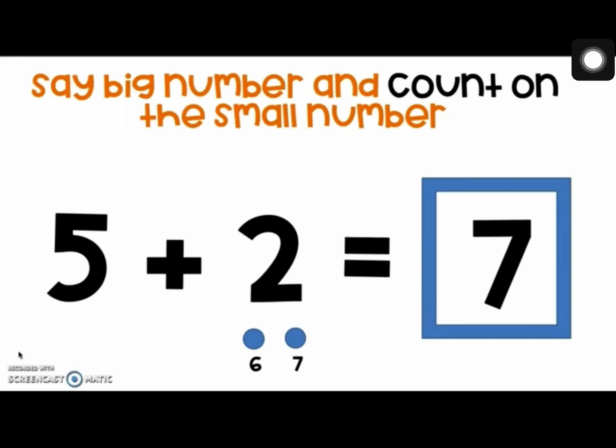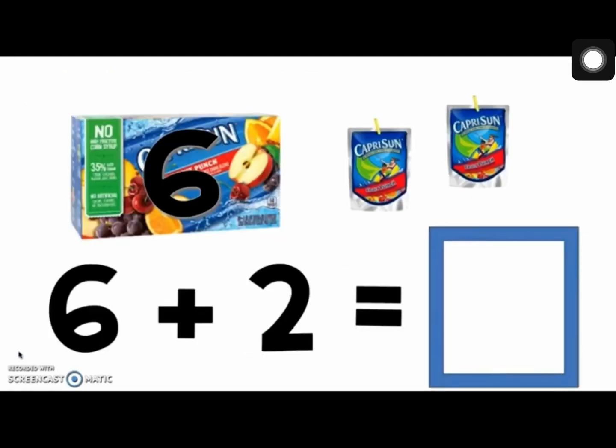Let's go ahead and practice counting on. All right, here are some Capri Suns. In the picture, I see a box of 6, and then I see 2 more. My number sentence would be 6 plus 2 equals something. Now we have a choice. There's already a picture of the 2. Do you see the 2 individual Capri Suns? Perfect. I could say 6 by tapping the box, and then tap with my finger on the 2 by themselves to count on. Let's try that.